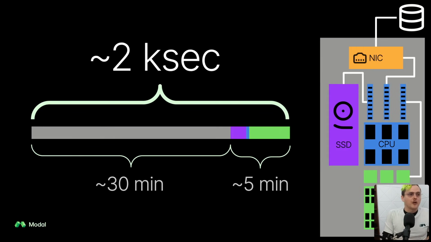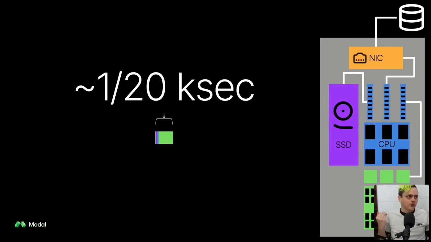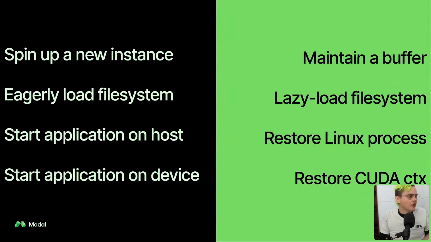Okay, so by default, if you just use off-the-shelf components, you set up Kubernetes and Docker, you talk to the cloud APIs, you start running your vLLM or SGLang server. It'll take you about 2 kiloseconds, and we're going to talk about how we drop that to under a minute, 1/20th of a kilosecond. So the basic flow here is, on the left is what you would do by default, and on the right is what we do.